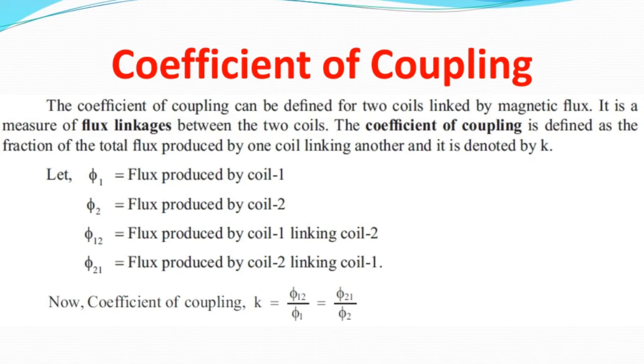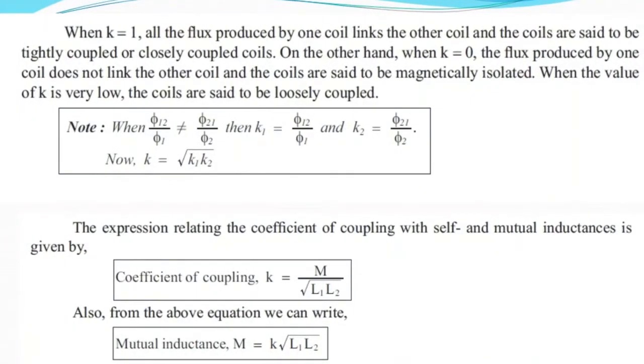We can say the coefficient of coupling K is equal to phi12 by phi1, which is equal to phi21 by phi2. So when K is equal to 1, all the flux produced by one coil links the other coil, and the coils are said to be tightly coupled or closely coupled. On the other hand, when K is equal to 0, there is no coupling between coil 1 and coil 2, and they are said to be magnetically isolated. When the value of K is very low, the coils are said to be loosely coupled.